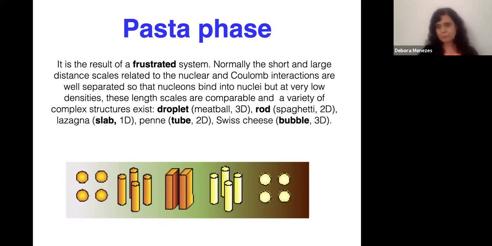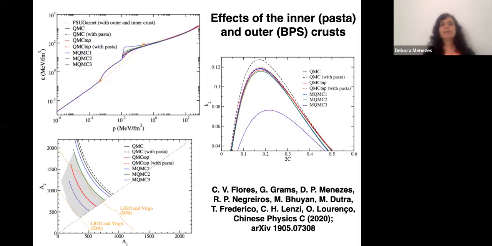I'm going just to show you that if this pasta phase really exists, I'll go back to this graph here, you see that it lies in between these two stars in the equation of state. So if you look to the top left-hand side, you see that there we have a graph for this equation of state, energy density in terms of the pressure. And you see that before the first cross, we have what we call the outer crust. In between the two crosses, we have this pasta phase. And then for higher pressures and densities, we have the inner core.